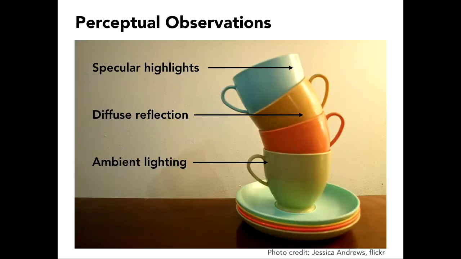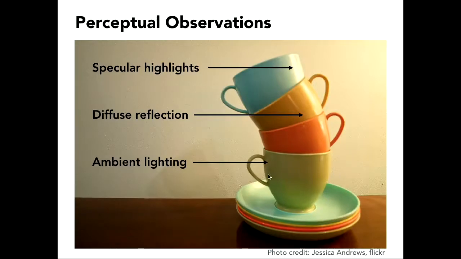Here are some perceptual observations about common classes of materials. Here's a kind of plasticky material. In the top right, you can see something we call a specular highlight. This is sort of like the reflection of the light source, so you can tell there's maybe a window off to the right-hand side. In the middle, you can see something we call diffuse reflection. Diffuse means basically that the light coming there is scattered in all directions equally, and that gives the object its intrinsic color. So it's a blue, cyan cup, yellow cup, and orange cup. That comes largely from the diffuse reflection.